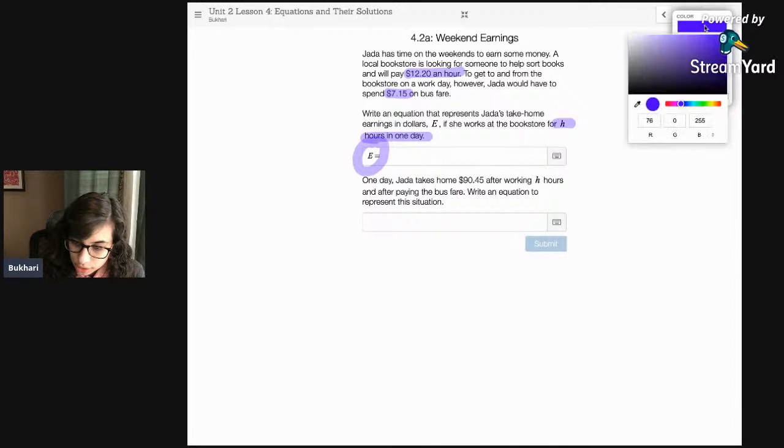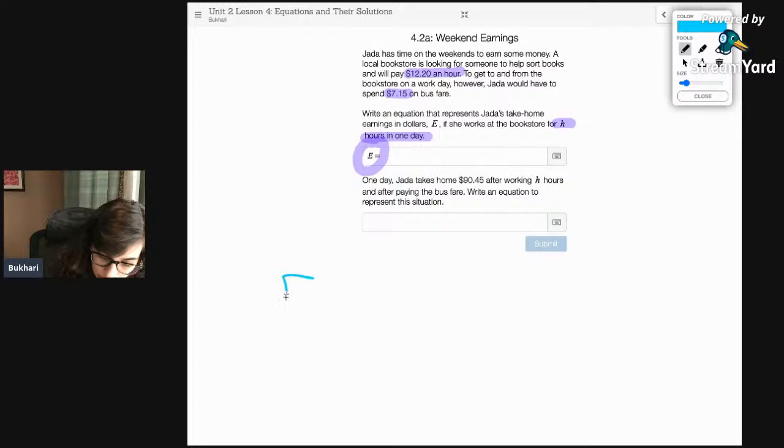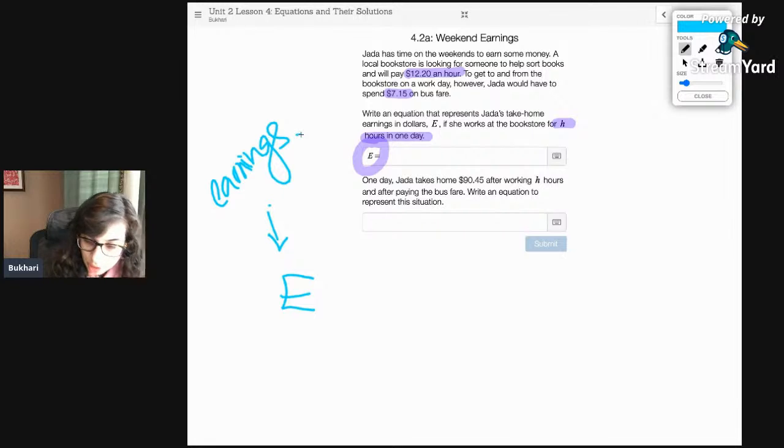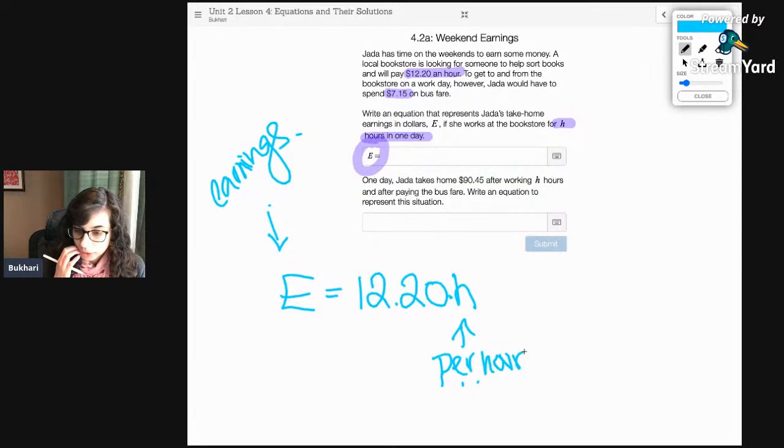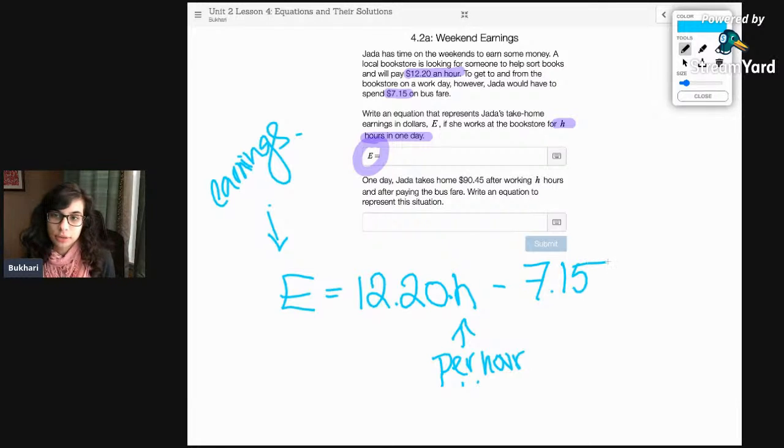Let's break that down. So I have her E, which is her earnings. And E is equal to per hour, right? $12.20 per hour. Per hour is H, right? This is saying that it's multiplied for how many hours, right? This is per hour. Subtracting her bus fare, right? Because every day she has to go to and from, and so her bus fare is $7.15.